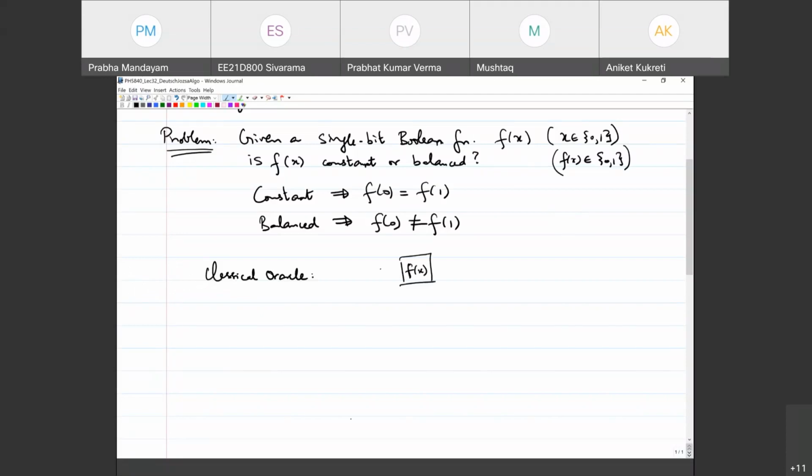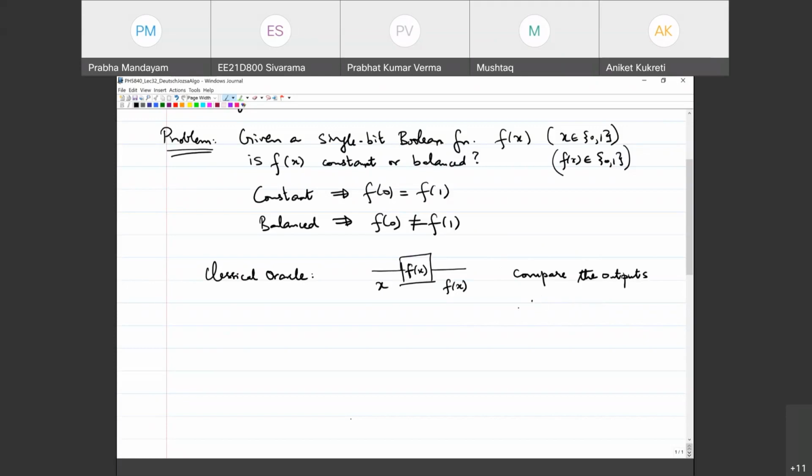And then if you input 0, it gives out f of 0. If you input 1, it gives f of 1. Then you compare the two, and then you say whether f of 0 is equal to f of 1 or not. How do you compare? So when you compare the outputs, what is the function you use? It's an XOR, right? Because if f of 0 XOR f of 1, so write it out. So the input is x, the output is f of x.